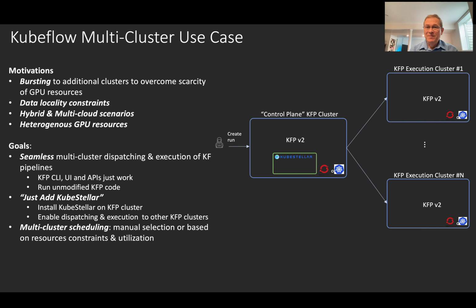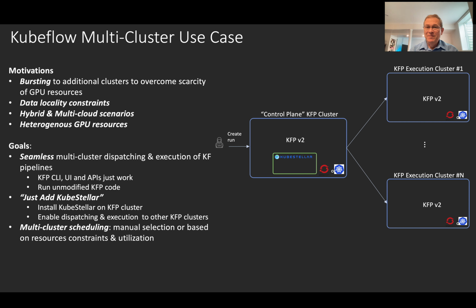So these are typically scenarios we see as hybrid and multi-cloud scenarios where workflows can be distributed between on-prem, cloud, and potentially different types of clouds, because again of availability of GPU resources. And we can also have situations where the GPU resources are heterogeneous. Maybe a cluster provides TPU, another one provides NVIDIA, another one provides other types of accelerators.